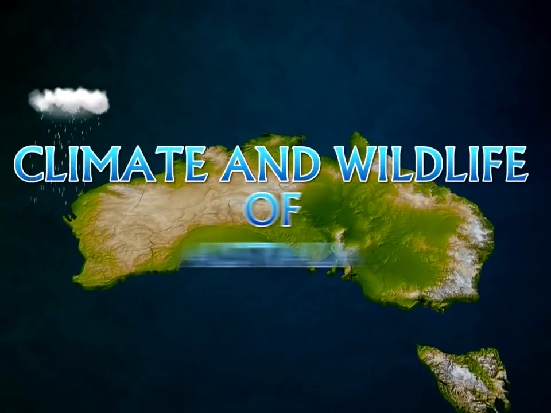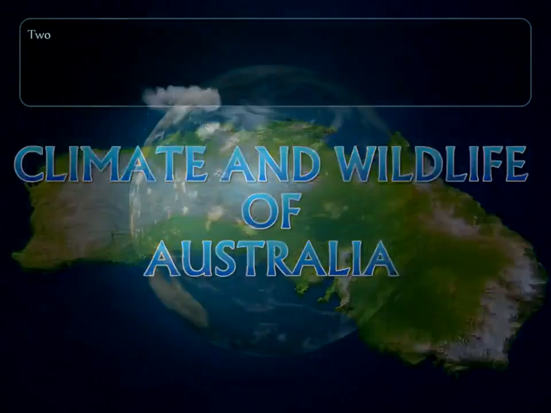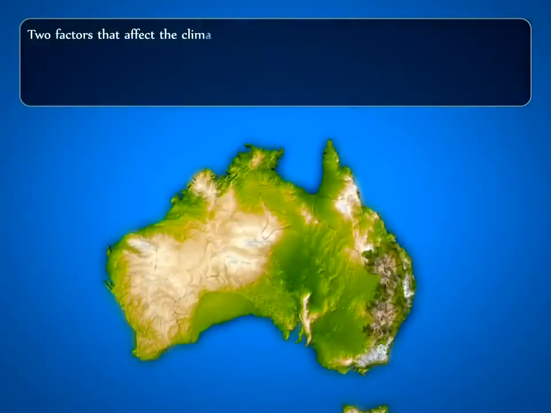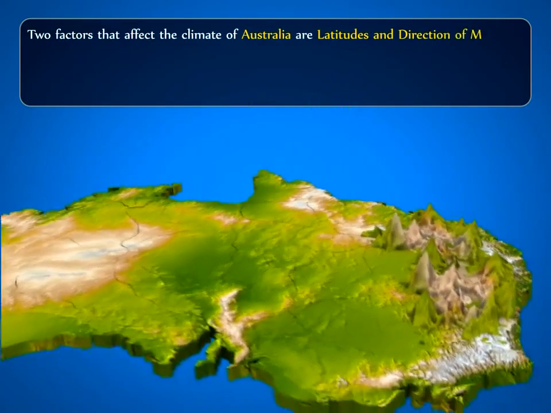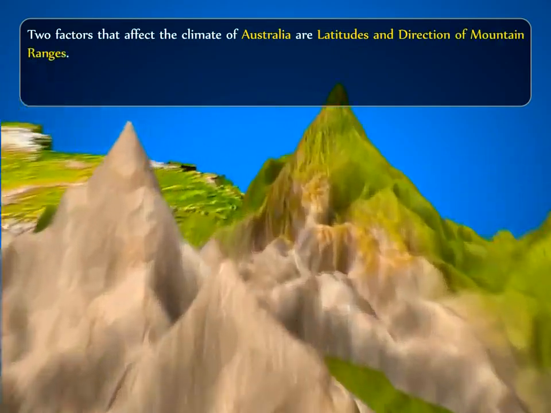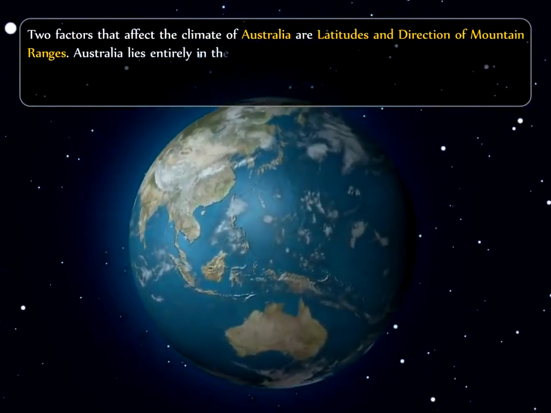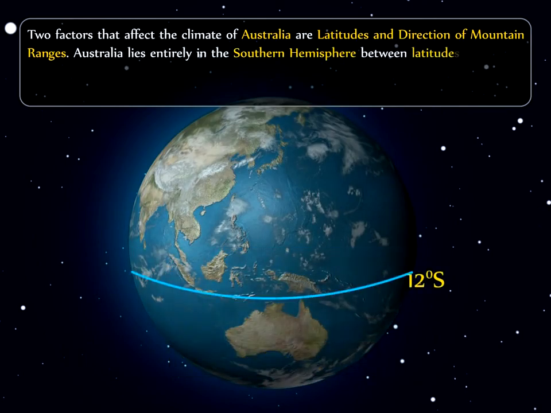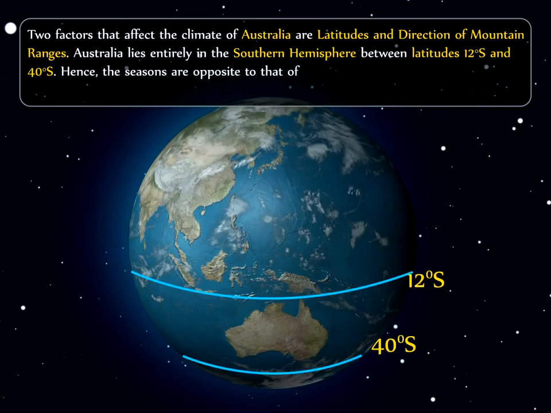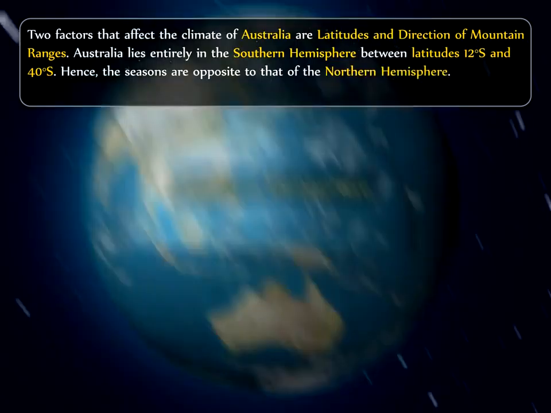Climate and wildlife of Australia. Two factors that affect the climate of Australia are latitudes and the direction of the mountain ranges. Australia lies entirely in the southern hemisphere between latitudes 12 degrees south and 40 degrees south. Hence, the seasons are opposite to that of the northern hemisphere.